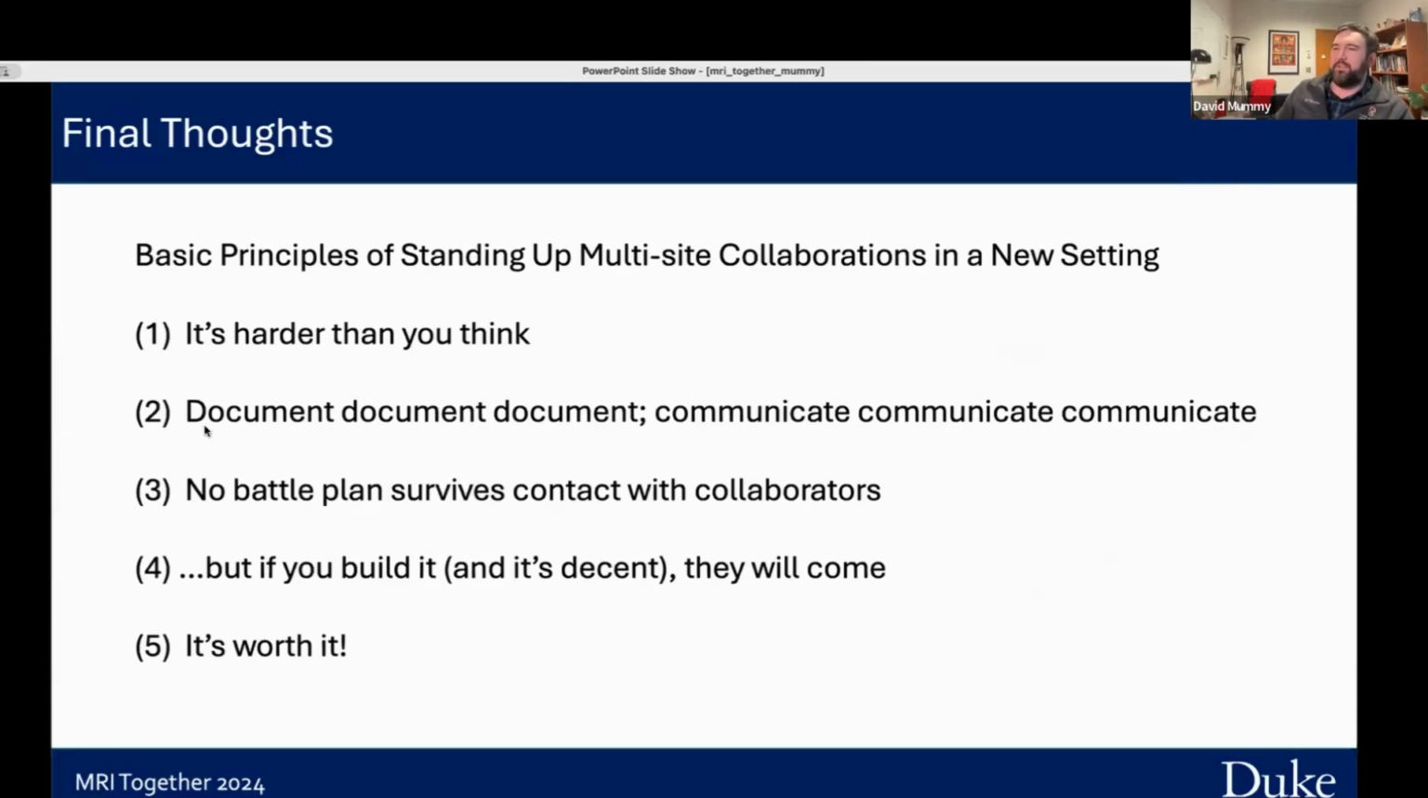Write everything down that you do, that you have to fix, every site specific thing, because you'll forget it. Communicate with those sites. Don't assume they are on the same page with you and vice versa, because there are all these unspoken things that come to light when you're trying to do this sort of collaboration. No battle plan survives contact with collaborators, so iterate.